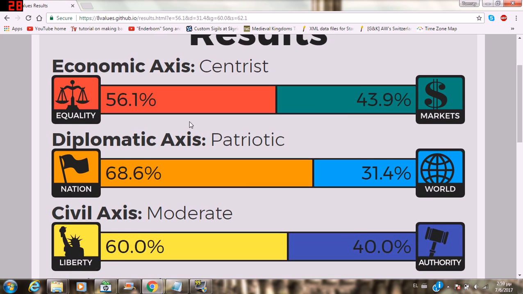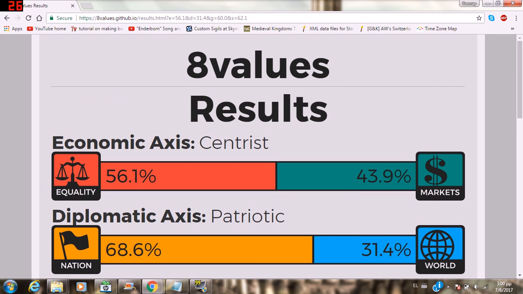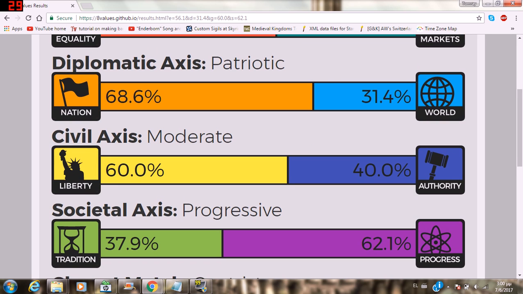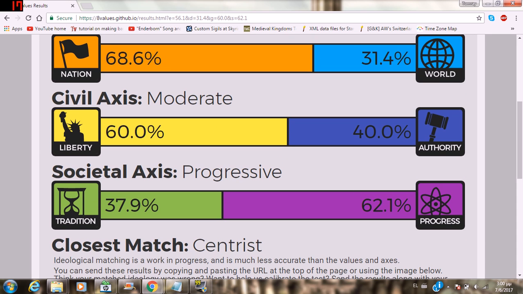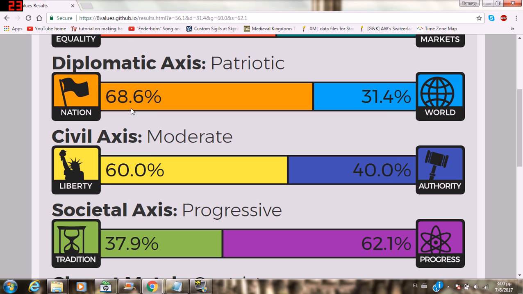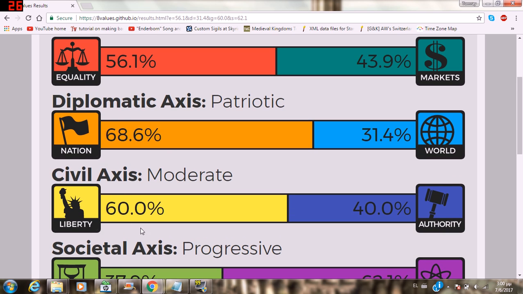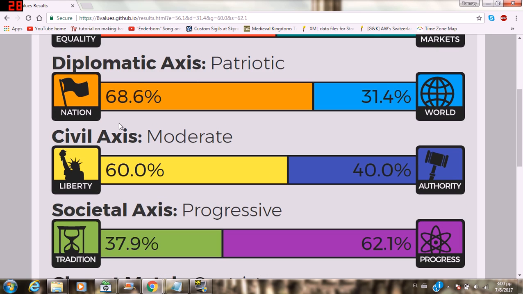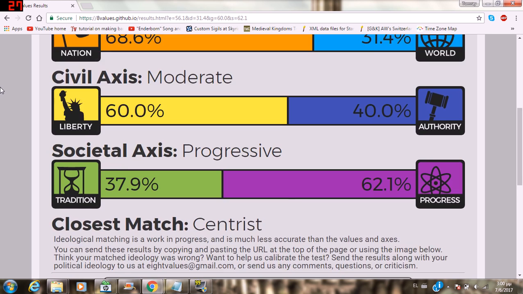Well, I consider myself a social liberal, and I also consider myself to be a liberal nationalist. So, I mean, I am a liberal nationalist. Look at this: 60% liberty, 68.6% nation, and 62.1% progress. That's pretty fucking liberal. If you look at my civil axis and my societal axis, those are pretty fucking liberal. My economic axis is pretty left-wing. Just left-leaning. I'm left-leaning economically, and my diplomatic axis is pretty nationalist. So, you know, if you take all these together, I am a liberal nationalist.